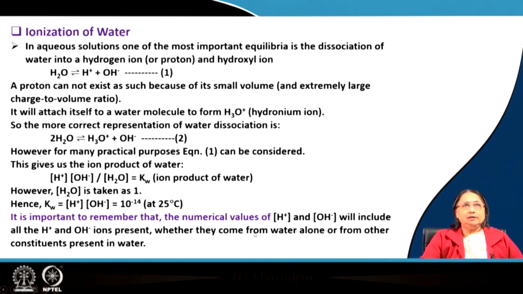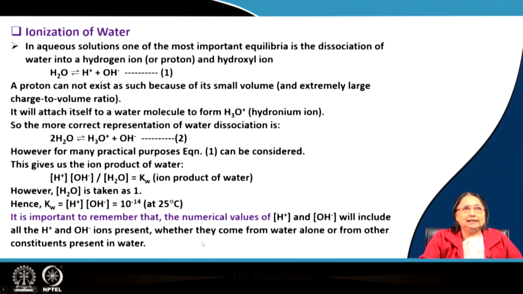that the numerical values of H plus and OH minus in a system, when you consider the H plus ion concentration and the OH minus ion concentration, include all the H plus and all the OH minus, whether they come from water alone or from other constituents present in water. This is very, very important.